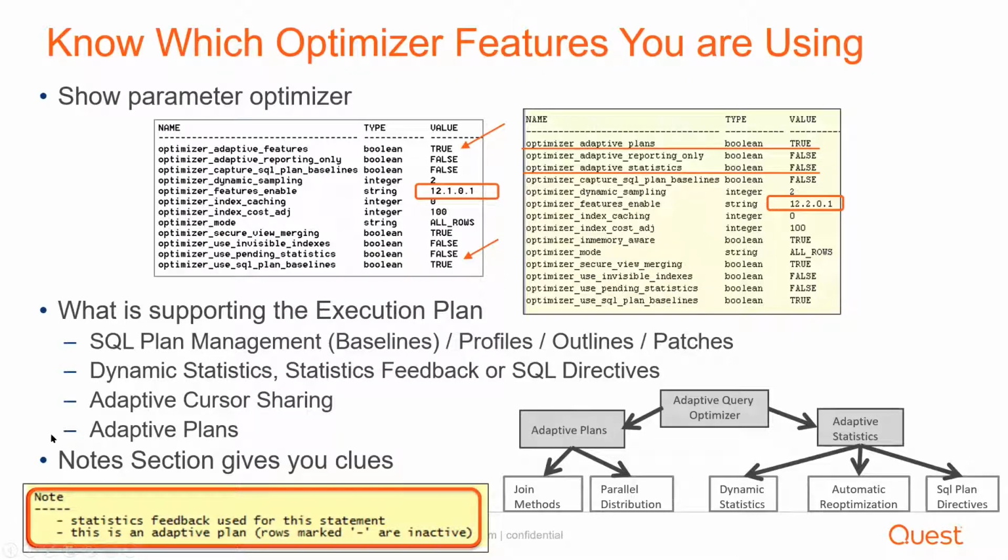Even in 19 now is even important. But these are the main ones that you want to look at. And you can show parameter optimizer. And then in 12.1, they only had one parameter that actually controlled all the optimizer features.